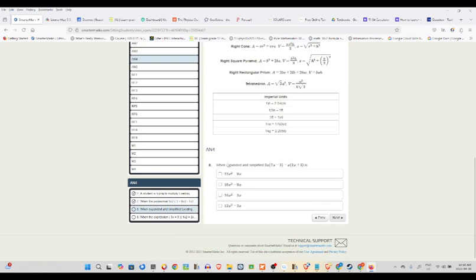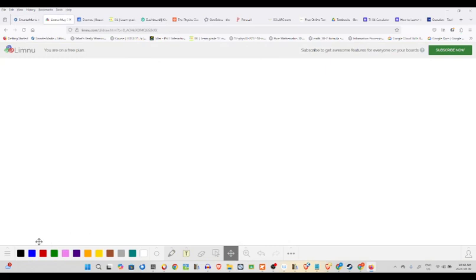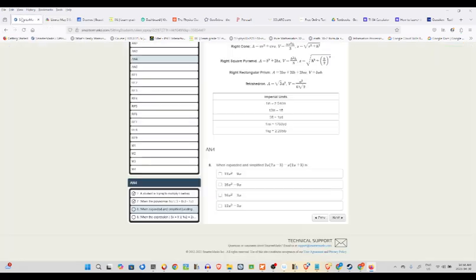And when expanded and simplified, this one we have, we'll use the whiteboard for this. 2x and 7x minus 3. Minus x. I think that was a 2x plus 3 in there. Yes.